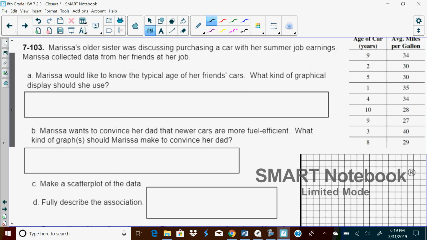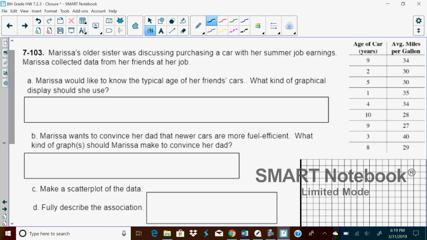Problem 1C, Marissa's older sister was discussing purchasing a car with her summer job earnings. Marissa collected data from her friends at her job. She would like to know the typical age of her friends' cars, what type of graphical display? A box plot probably would be best because we only have one set of data. Marissa wants to convince her dad that newer cars are more fuel efficient. What kind of graph? This would be a scatter plot.